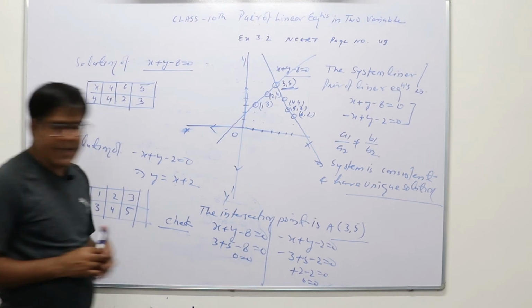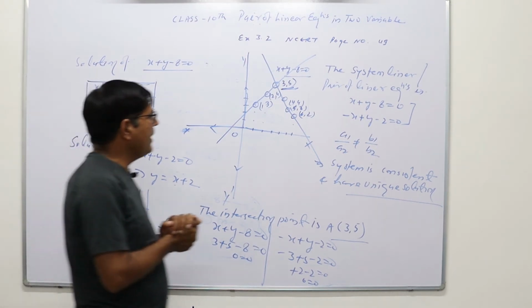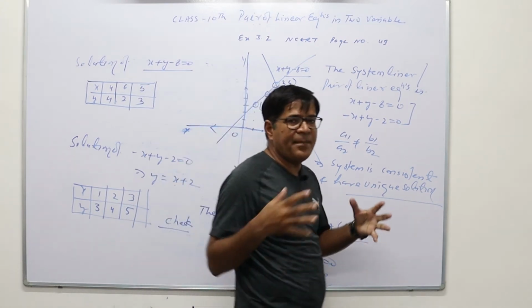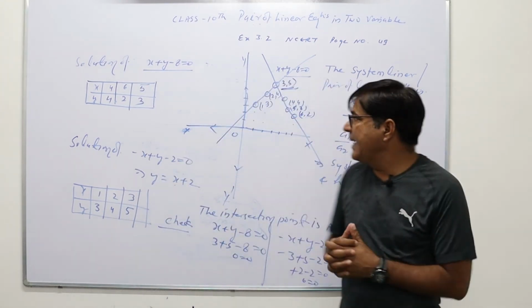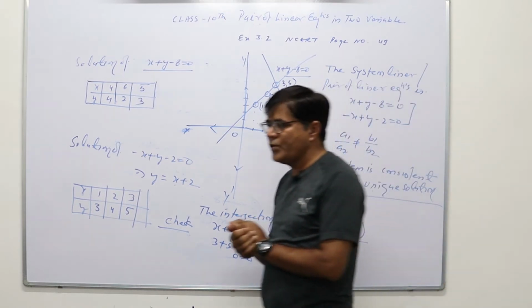So in this way we can draw the graph of a pair of linear equations, and where the graphs intersect, that point of intersection is your solution.